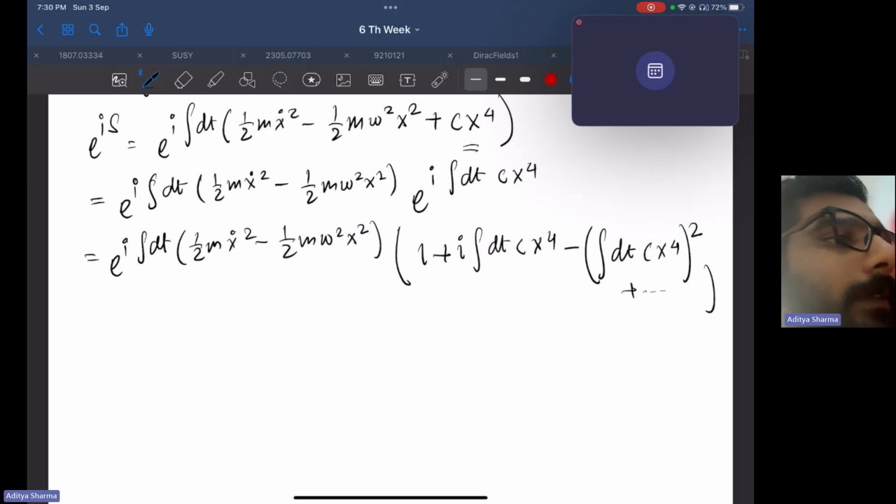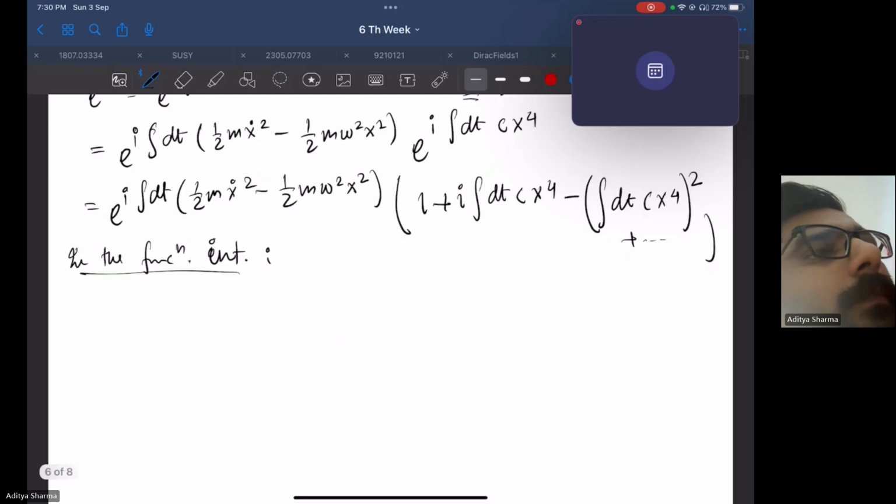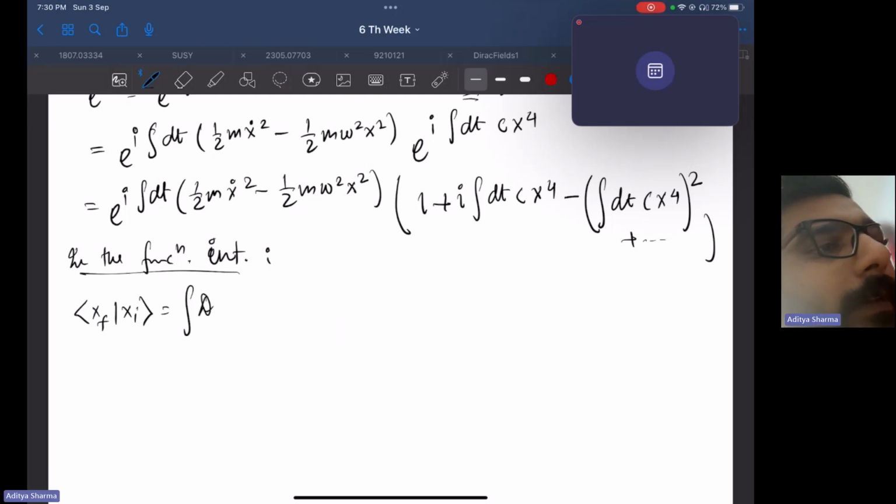Now in the path integral, in the functional integral, whatever quantity I am interested in is equal to the integral of d over q d over f of t, e to the power i minus x of t.